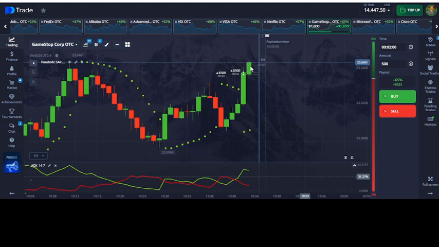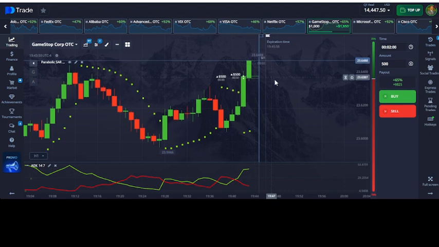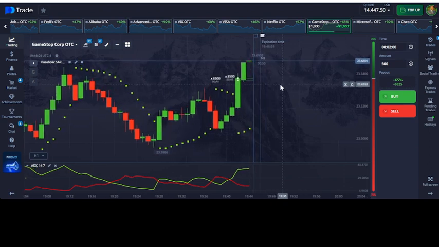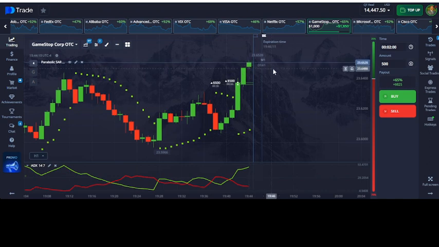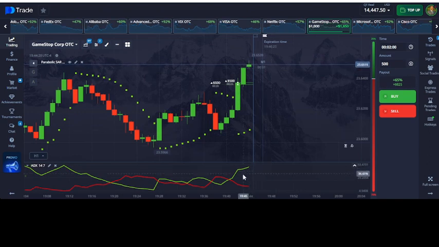Price continues to push upwards. No retracement yet. Strong bullish momentum. Buyers are in control.